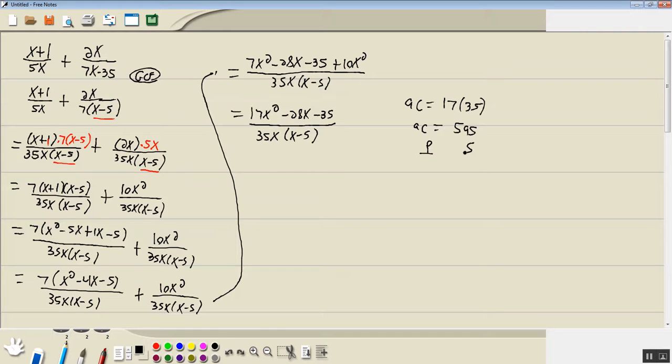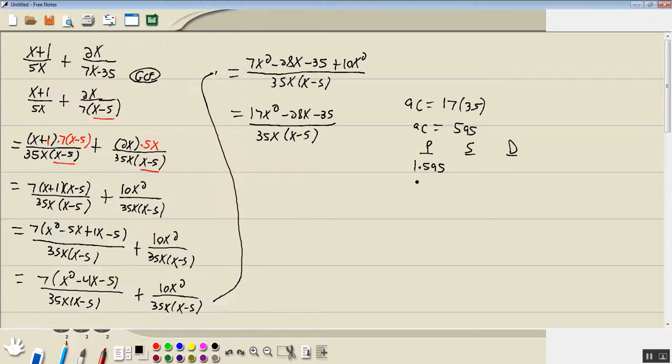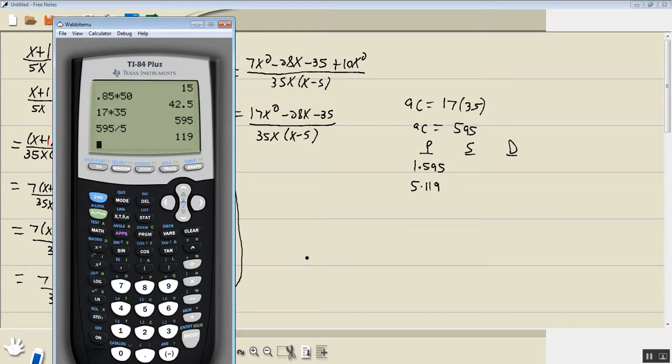We'll create our columns, P, S, and D. We got 1 times 595. It's not divisible by 2, it's not divisible by 3, 4, no, 5 times something. 5 times 119. 595 divided by 6. No. 595 divided by 7. No. Oh, yeah. 7 times 85.